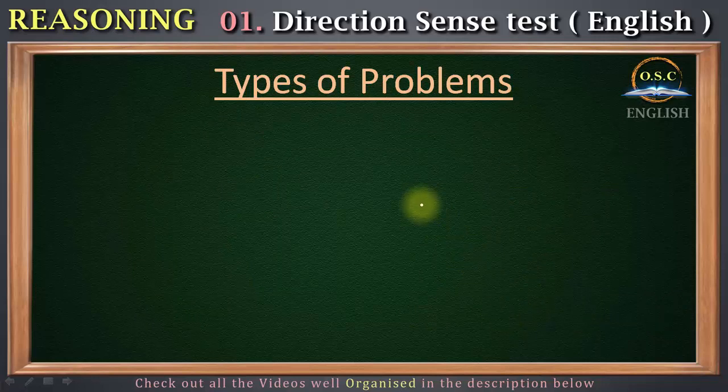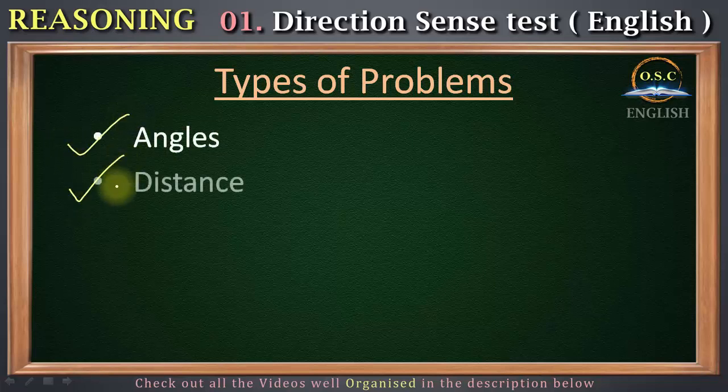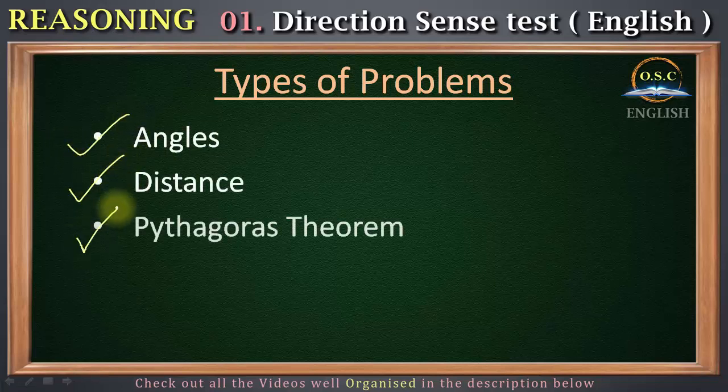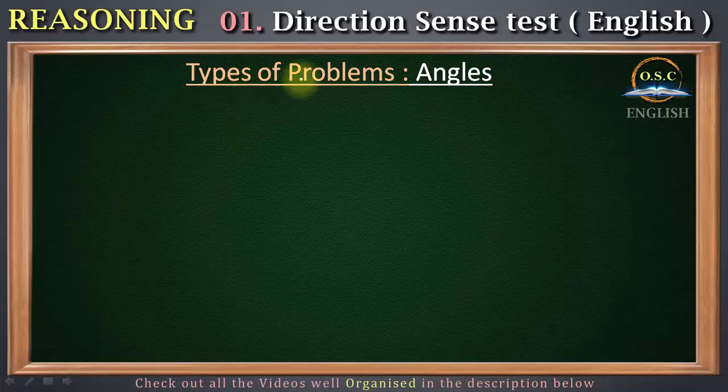And now I'll talk about the types of problems. After writing a lot of exams and analyzing many questions, what I found out is that problems on direction sense tests arise from 3 types. That is, questions based on angles, questions based on distance, and questions based on Pythagoras theorem. So let's look at them one by one. First, questions based on angles.